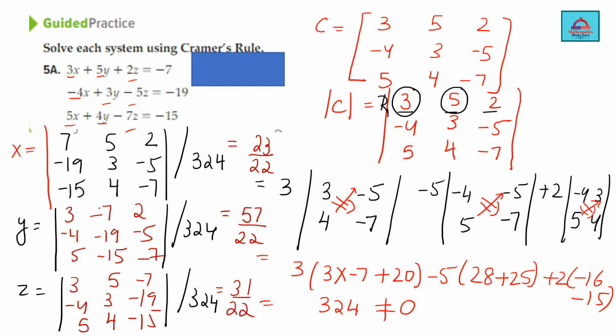And last but not the least, z will come out to be 31 by 22. So that completes the 5A question. Please try 5B yourself until you become more confident with Cramer's rule.